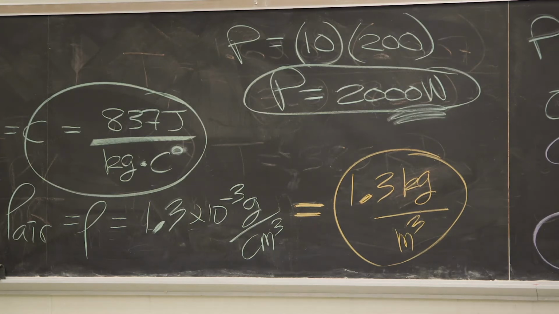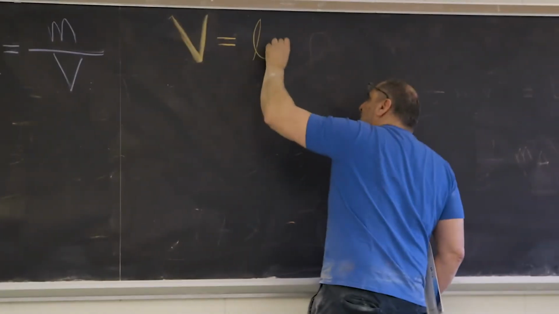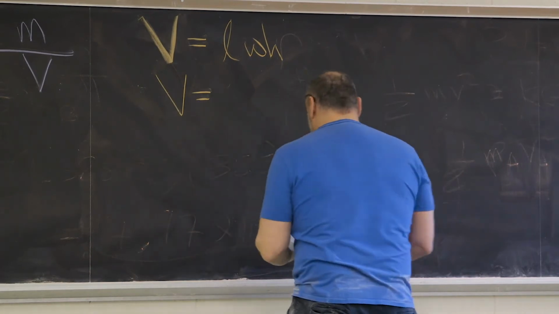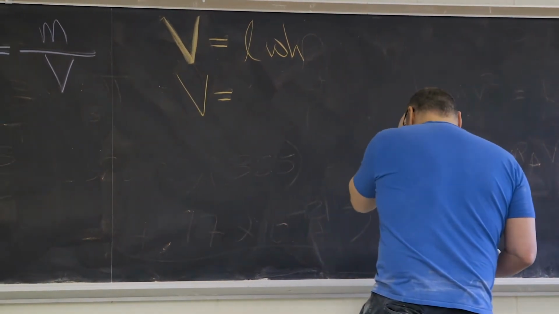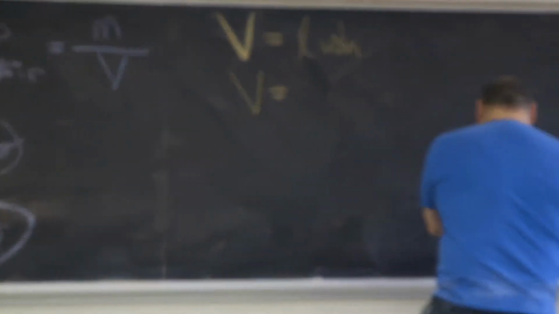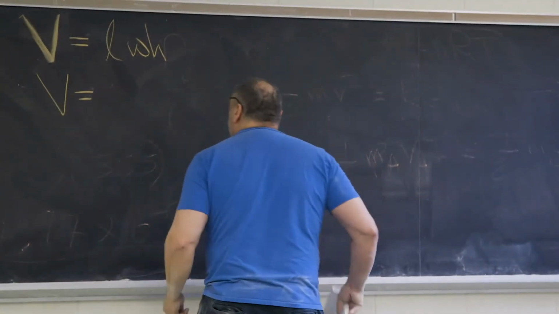They didn't tell us the volume. They said length times width times height. And that's equal to what? Well, in this case, they told us it was 6 by 15 by 3.